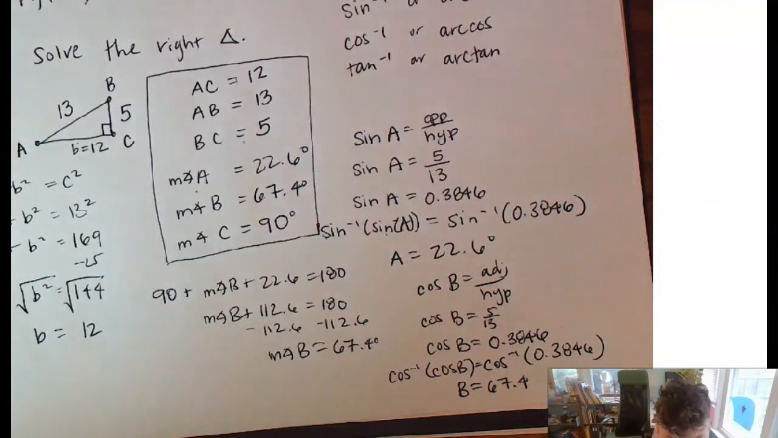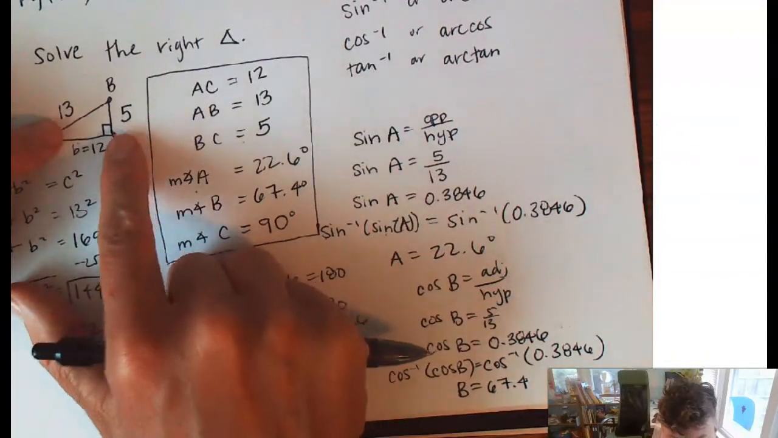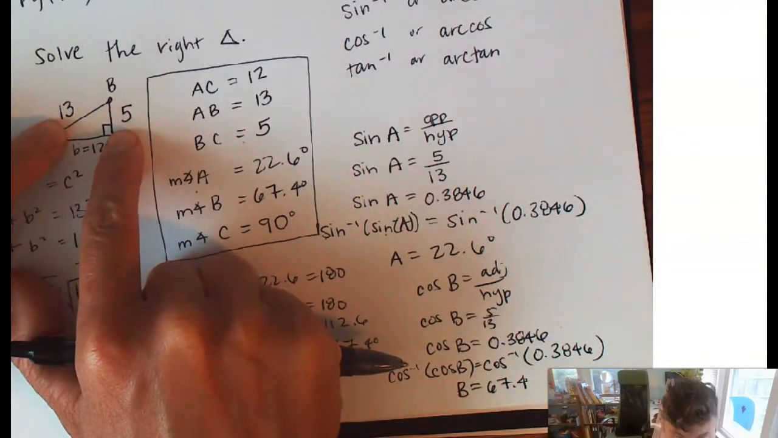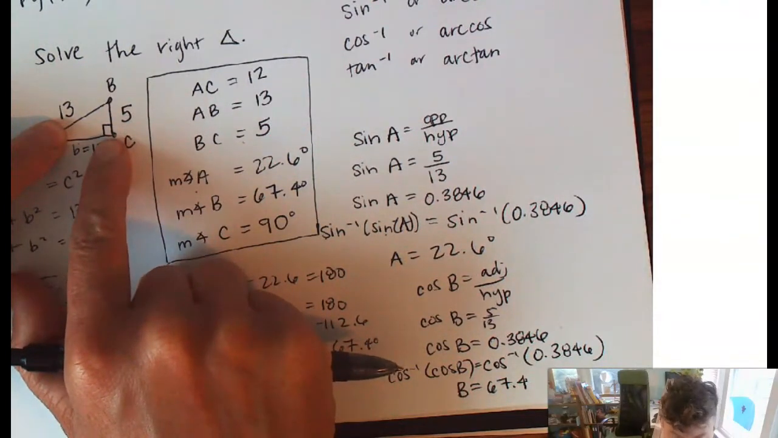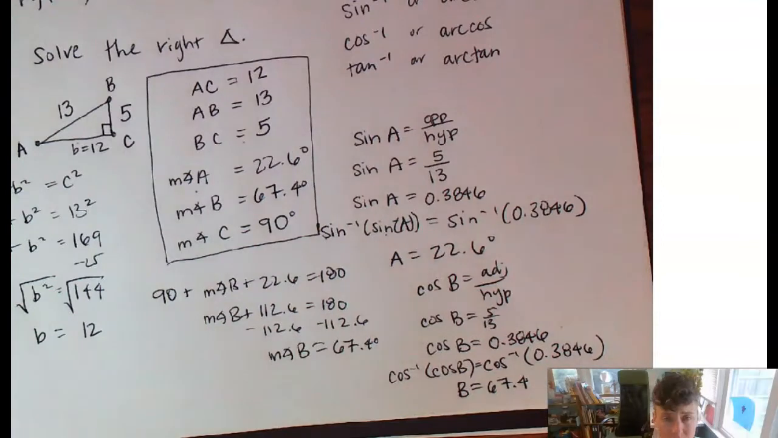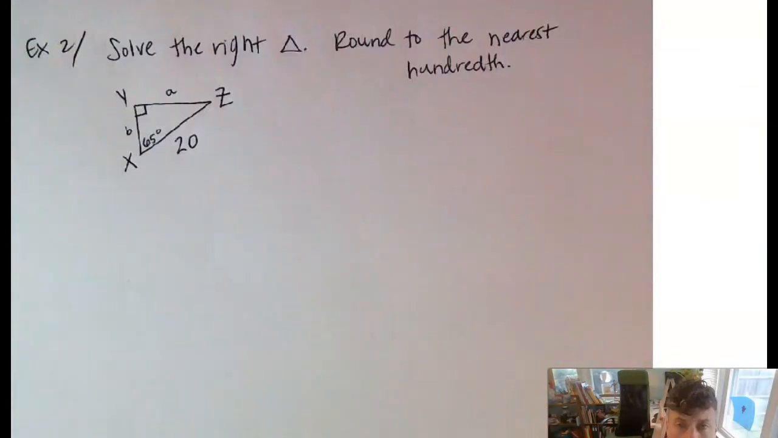Okay, so that was an example where we started off with two sides and obviously one angle because we knew it was a right triangle. Let's do one more example where we start off with two angles and one side. Alright, so here's our second example. We're going to solve the right triangle, round our answers to the nearest hundredth.